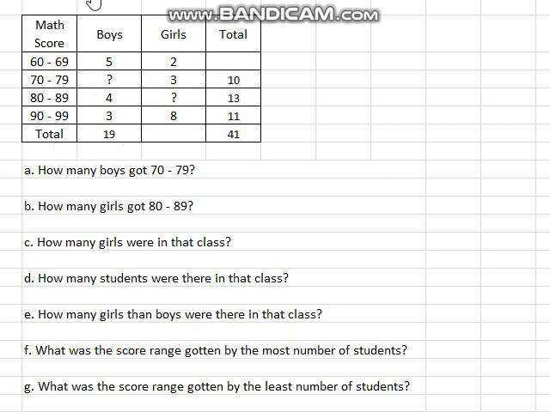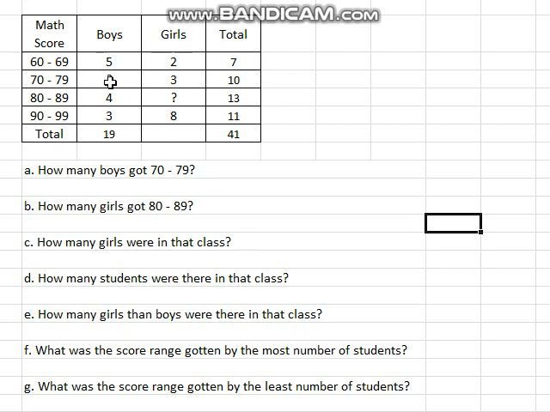The first thing that we need to do is to fill in the blanks in this table. Let's do this one by one. You see this 5 plus 2 here, to get the total students who got 60 to 69. You have 7, and you can confirm the answer 7 by doing 41 minus 11 minus 13 minus 10. You have 24, 34, right? 34 plus 7 is 41. So it's confirmed, 7 is correct.